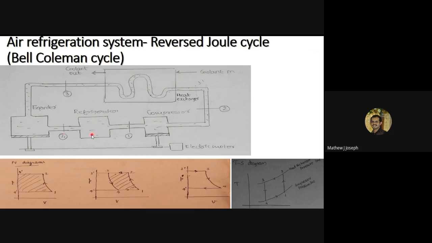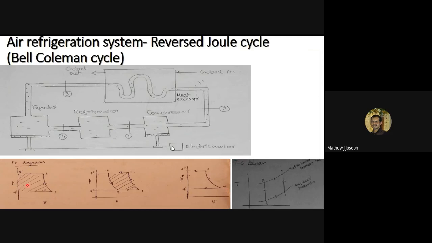Okay, so this is the diagrammatic representation of our air refrigeration system, or reversed Joule cycle. Now let us try to represent this in a meaningful thermodynamic diagram. So let us take the help of a PV diagram, and let us try to represent this air refrigeration system in a PV diagram and TS diagram.